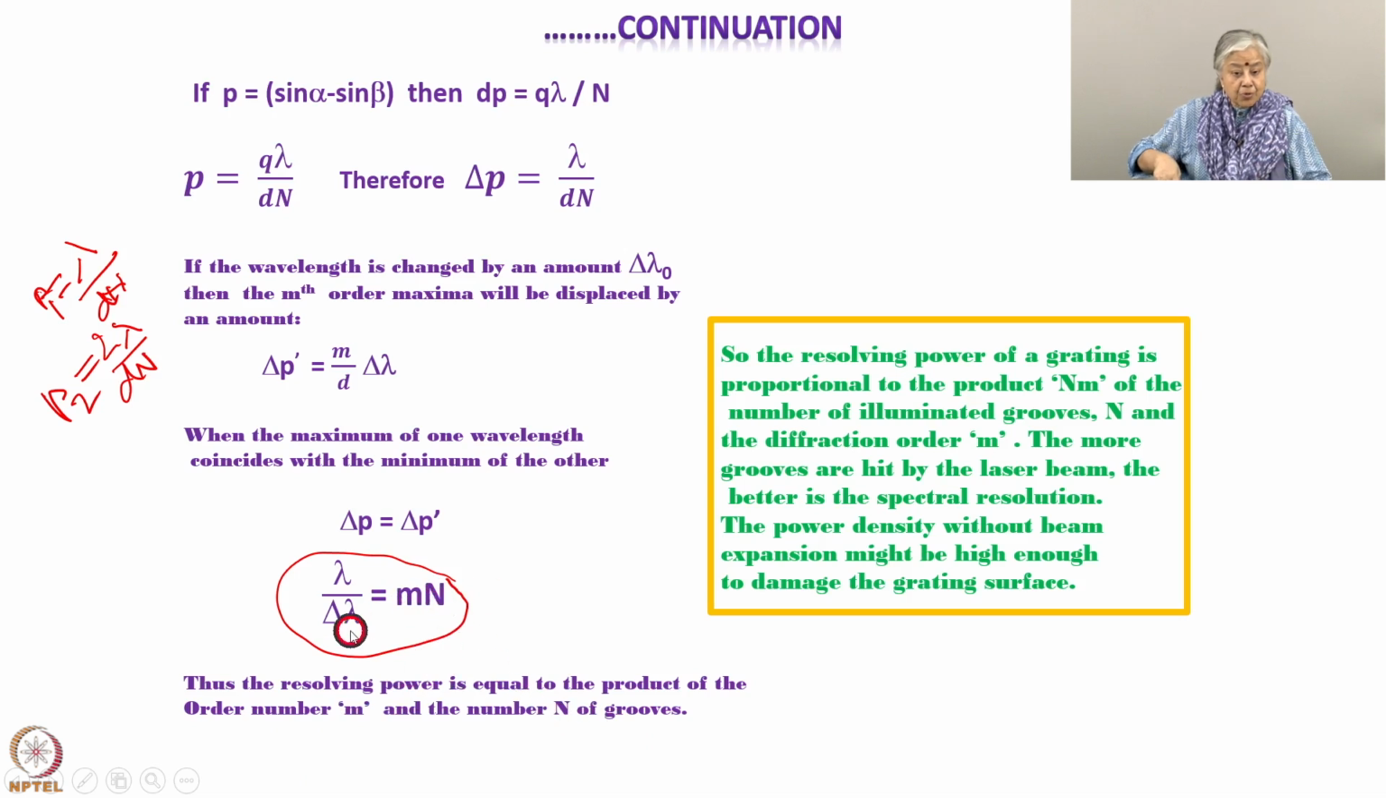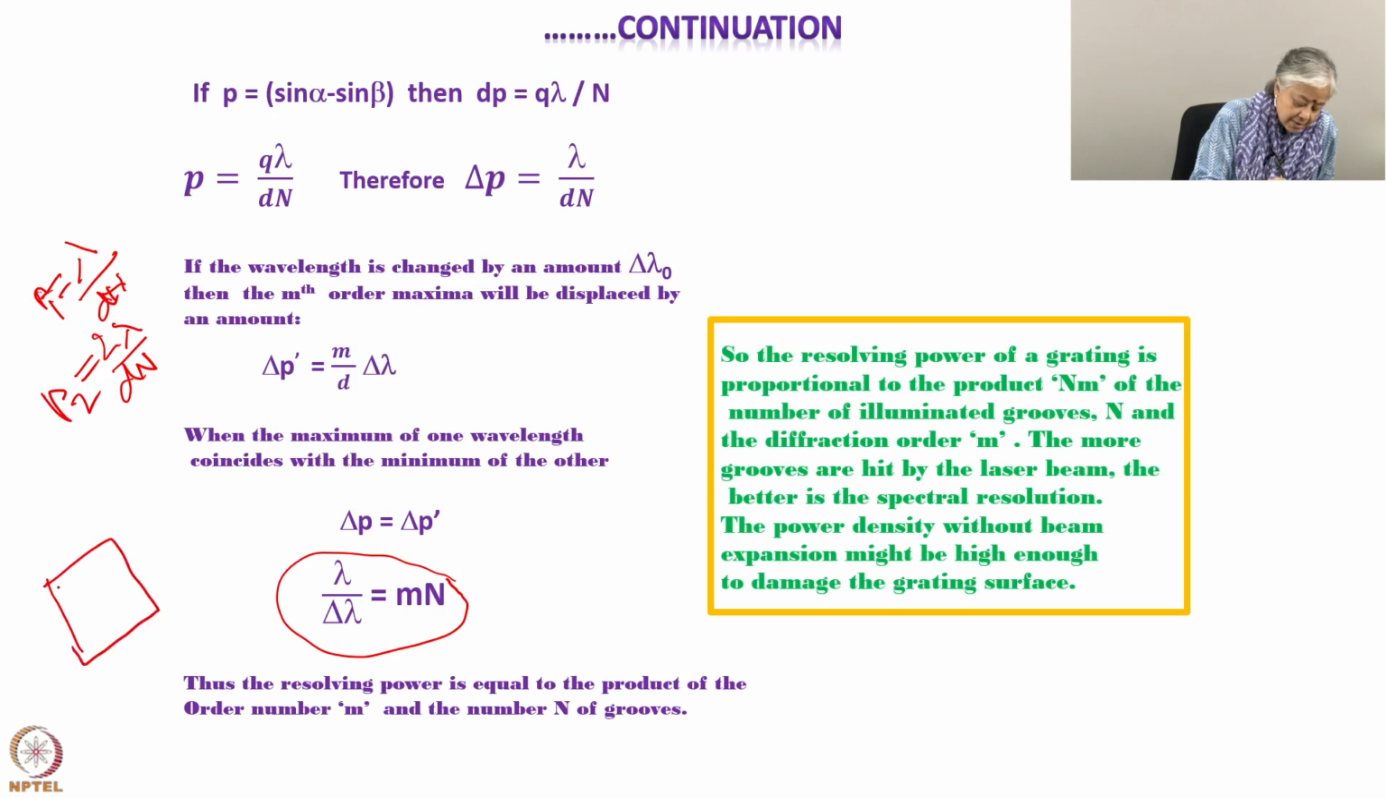So if I keep on increasing this number m, my resolution becomes better and better. That means the higher the order in case of a grating, you have a better resolution, and the higher the number of grooves that the beam hits. So suppose this is my grating, and I have a lot of grooves here.